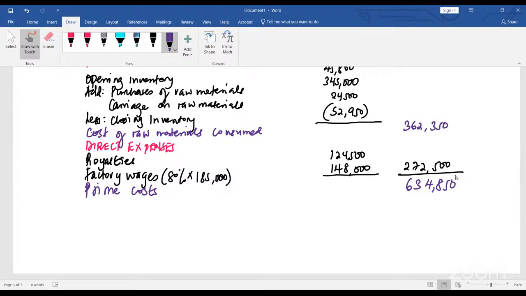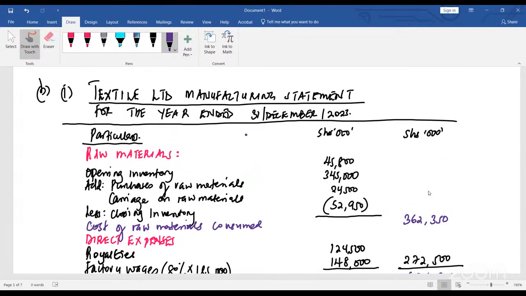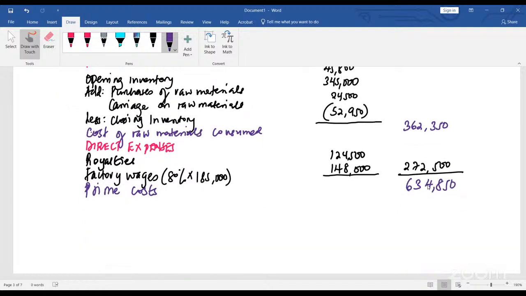Okay, 148. All right. So, by the way, this is a statement. Harriet, I see you're asking why do we record opening inventory on debit? This is not a T account. These are just amounts. So prime costs, that's what we have.